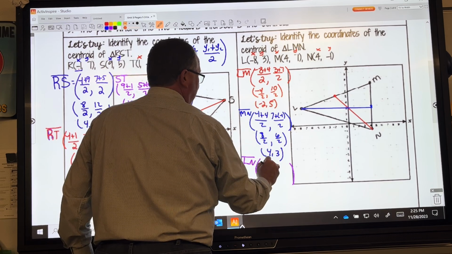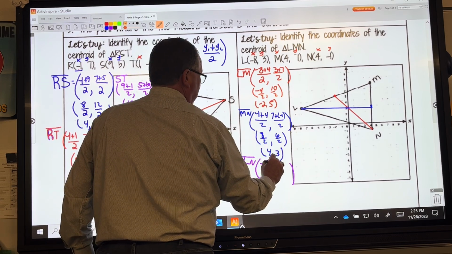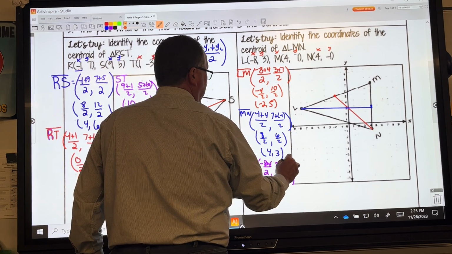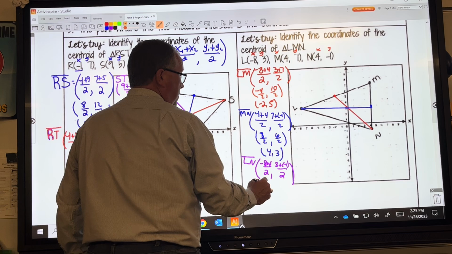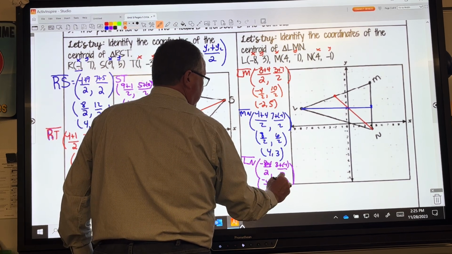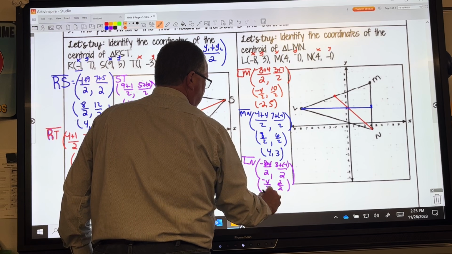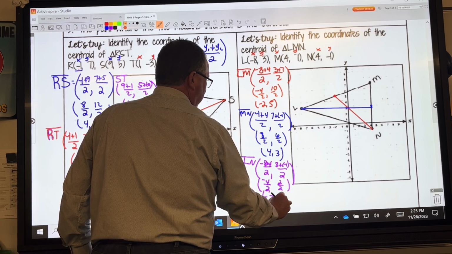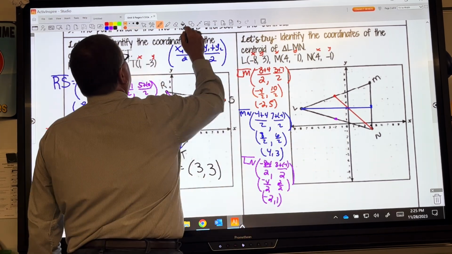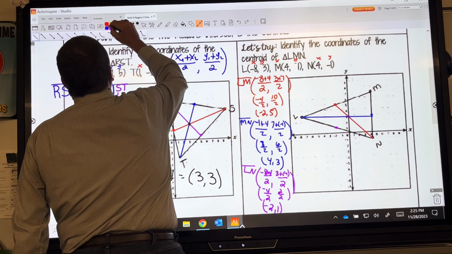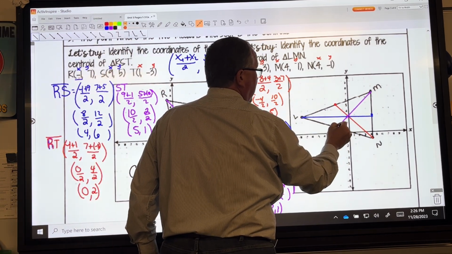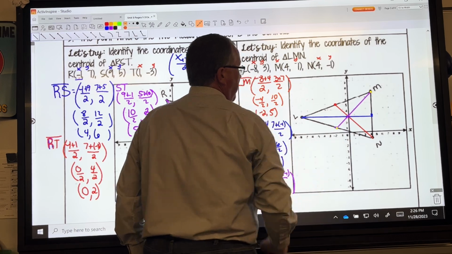My x's are -8 plus 4 divided by 2, and my y's are 3 plus -1 divided by 2. This gives you -4 divided by 2. This gives you 2 divided by 2. That gives you -2, comma, 1. So -2, 1 is right there. And I'm going to connect that with my vertex over here, and I'm going to go through like that, and hit my other point.